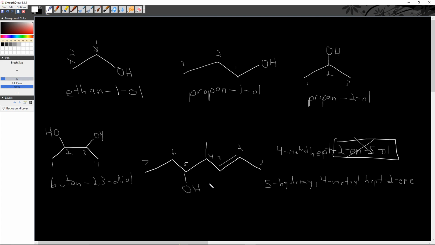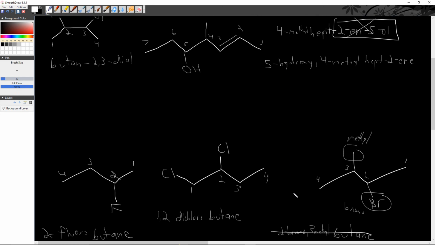If we had a special case where we had a double or triple bond and a hydroxyl group, then we're not going to end it with -ol. It just gets too messy. We just name it a hydroxyl or hydroxy, just like we would a halocarbon down there.